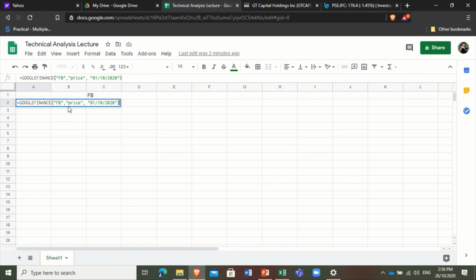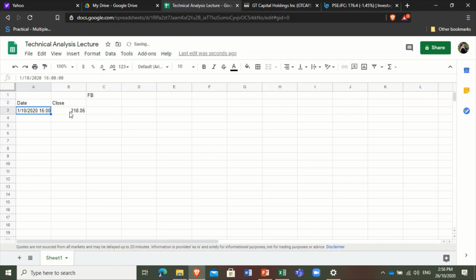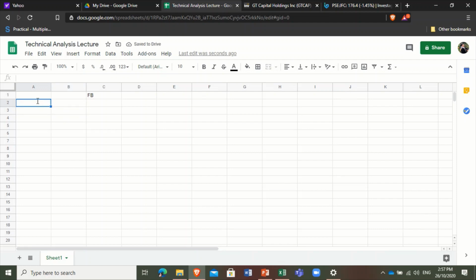So just using this code, and keying in enter, lilitaw na yung kanyang stock price magically without importing anything. Lilitaw na siya at January 10, 2020 price is $218.06. Okay? So, ang galing. Make sure, syempre, connected ka sa internet if you would want to use this feature. So, if you are planning to look into a bigger data, napaka-dali lang naman yung gawin dito. You just simply key in the correct code.